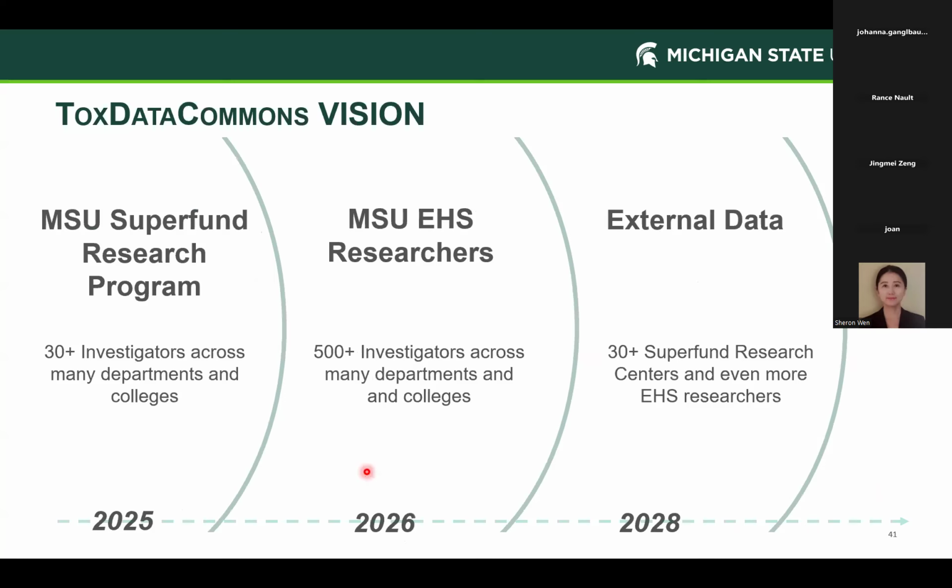We have a vision, but we're looking to change it. So right now we're working mostly with Superfund. Our goal is then to extend to MSU EHS researchers and then external data. We're looking to shift that around, because clearly there's other groups that are interested and willing to start working with this beforehand. And we're pretty flexible in how we incorporate things, but we're hoping to show the value first. That's our main goal, right? Does it actually provide value? And we're always looking for people to work with.